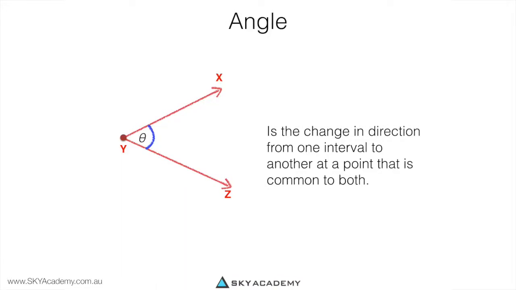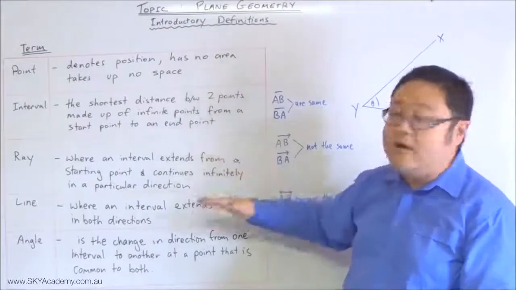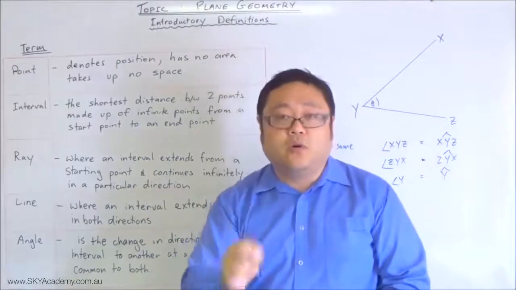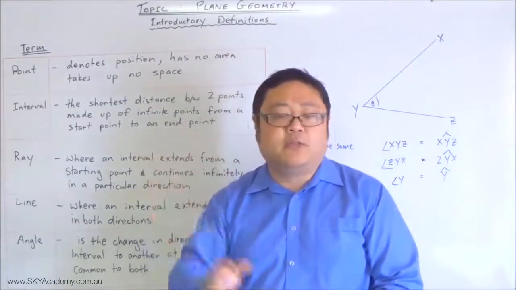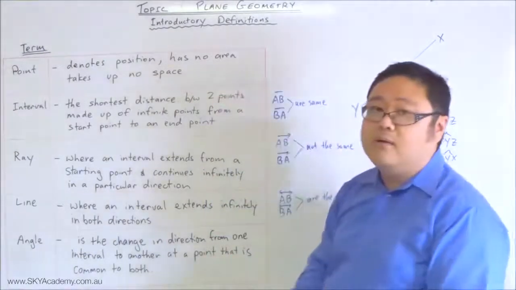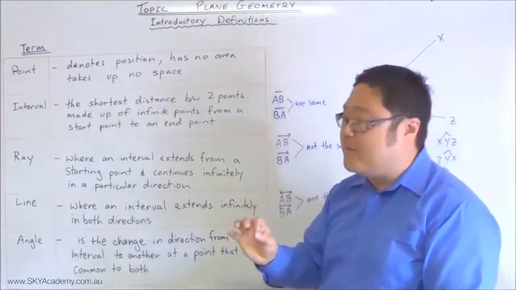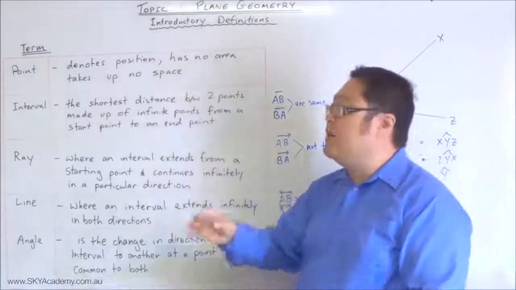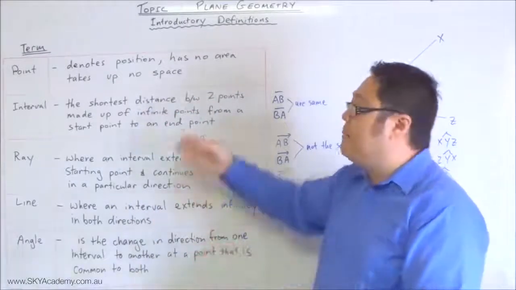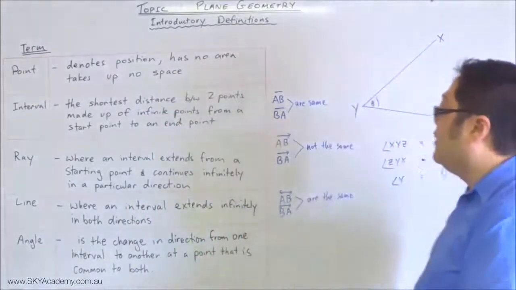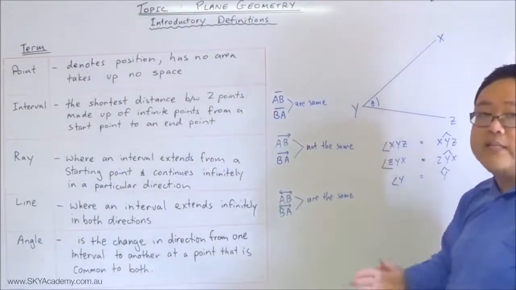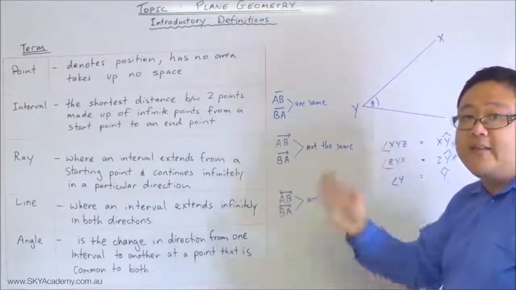So we've gone through what a point is, what an interval is, what a ray is, what a line is, and what an angle is, and that basically sets us up very nicely to work with Euclidean geometry or plane geometry. And like I said before, you don't have to be able to recite the definitions verbatim like a parrot. But you do have to know them well enough that you can go, oh yeah, that's a line, oh that's an interval, or that's an angle, and be able to communicate effectively with it.